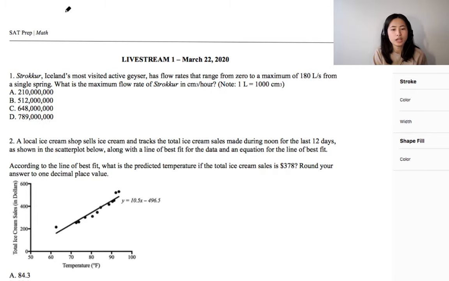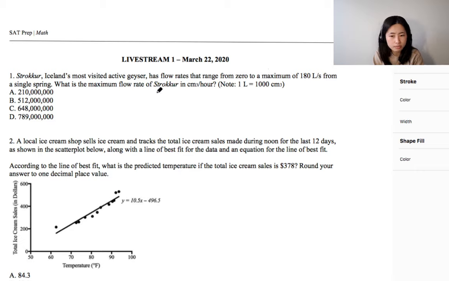Okay, cool. So for the first question, we have Strokkur, Iceland's most visited active geyser, has flow rates that range from 0 to a maximum of 180 liters per second from a single spring. What is the maximum flow rate of Strokkur? I believe this is pronounced Strokkur, in centimeter cube per hour. And then we have this conversion, which is 1 liter is equal to 1,000 centimeter cube.